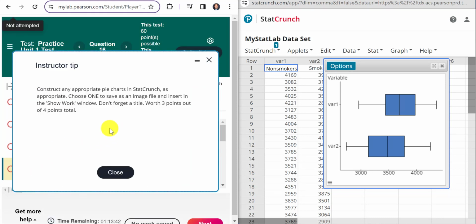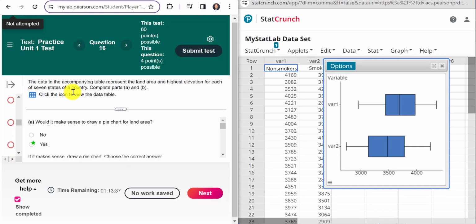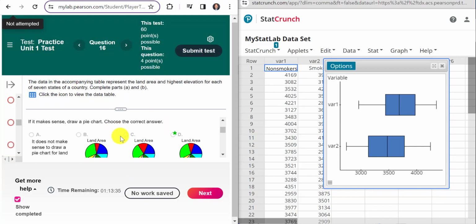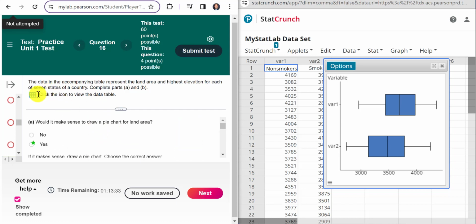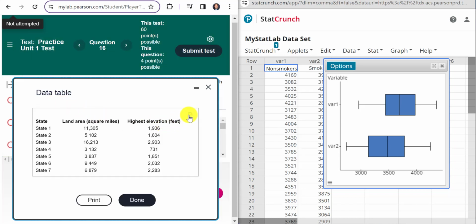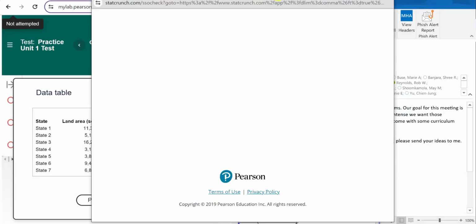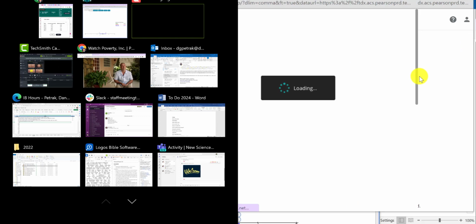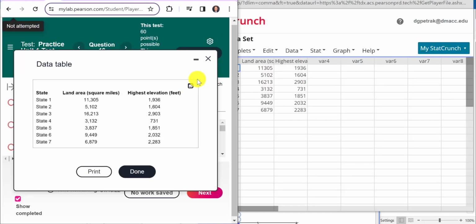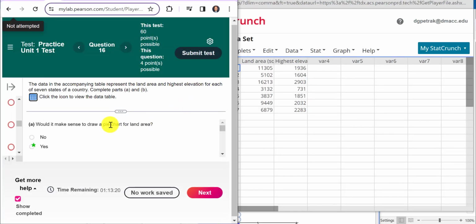All right, this is going to be a show work again on this one. Looks like they want us to make a pie graph, right? So if we go ahead and open, let's see here, open in StatCrunch. Now let's do this again over here, and do that. All right.